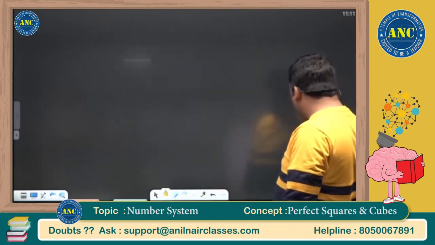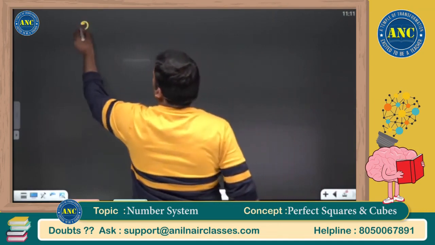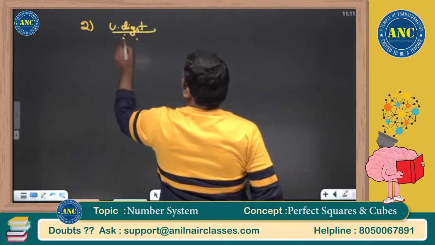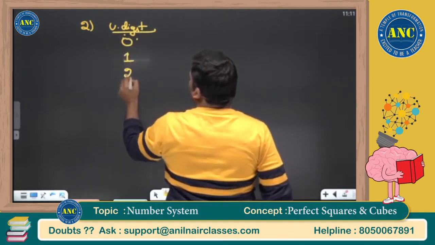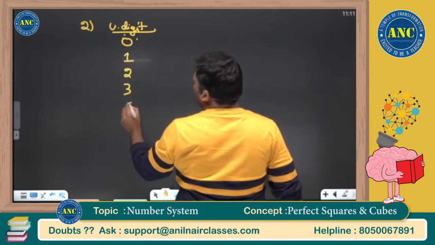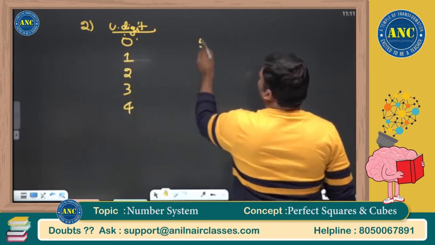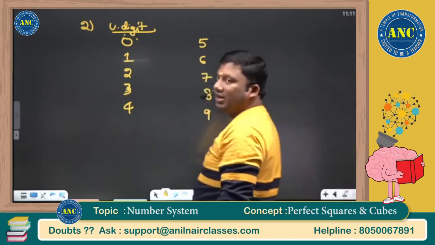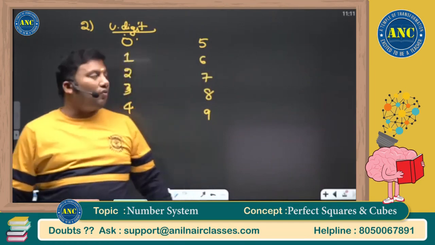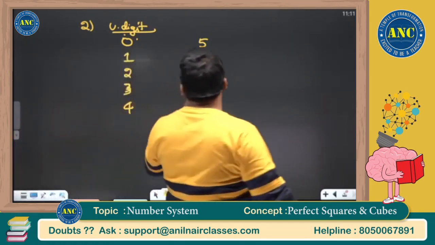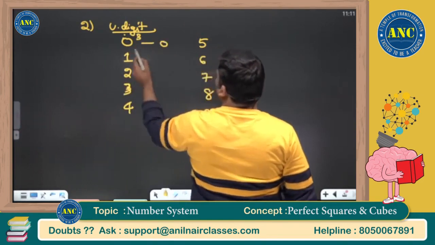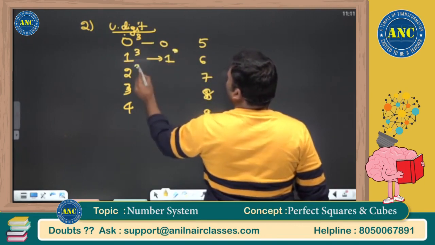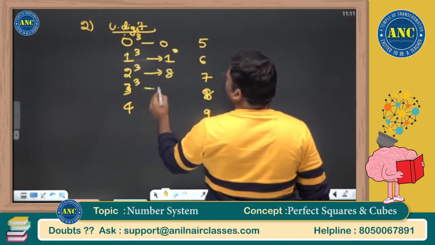Now, the second important key point. Suppose I take the unit digit of a number. The unit digit can range from 0 to 9: 0, 1, 2, 3, 4, 5, 6, 7, 8, 9. These are all the possible unit digits. 0 cube is 0, 1 cube is 1, 2 cube is 8, 3 cube is 27.